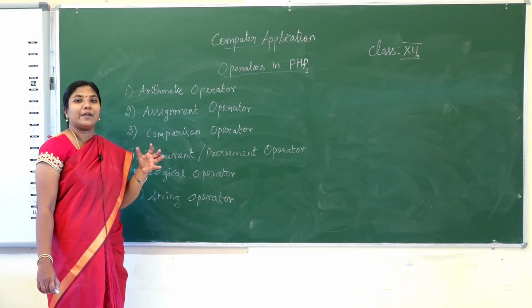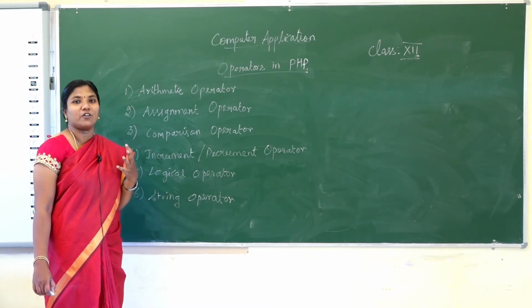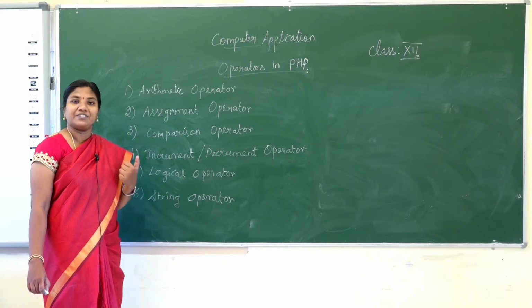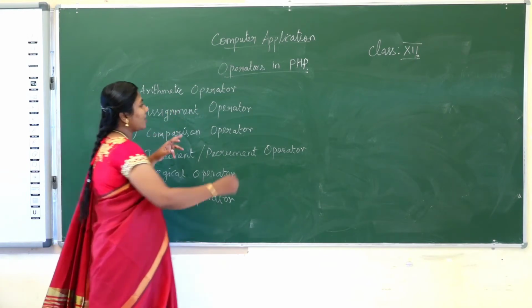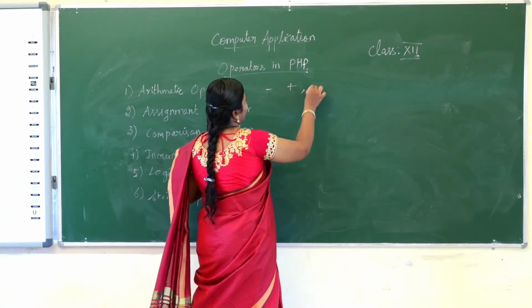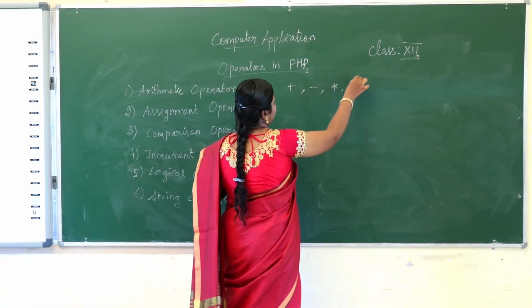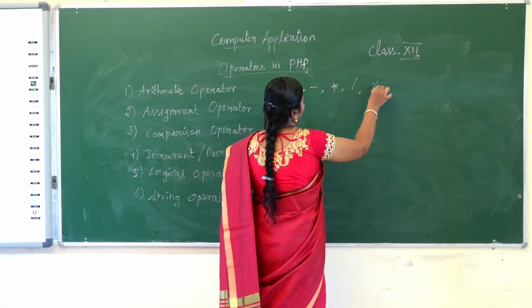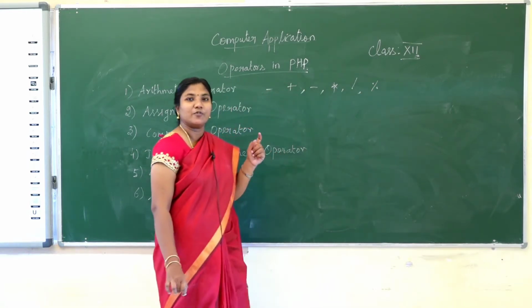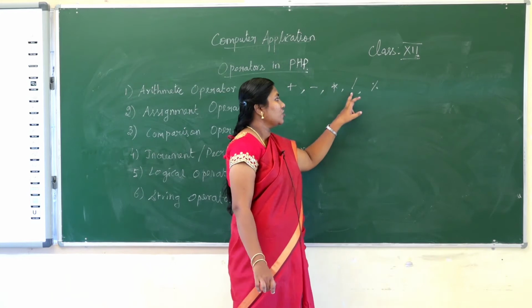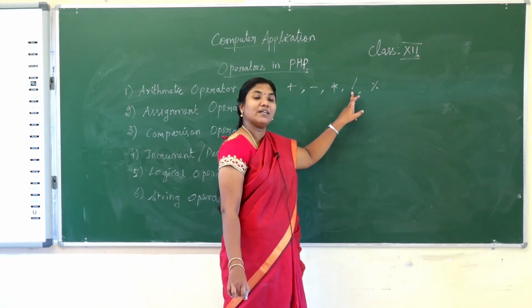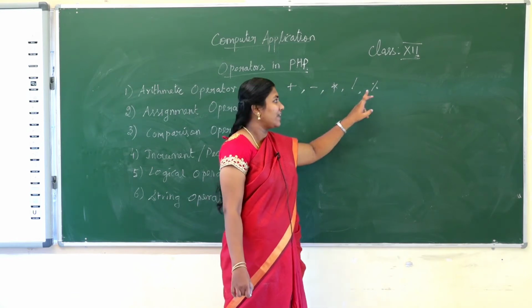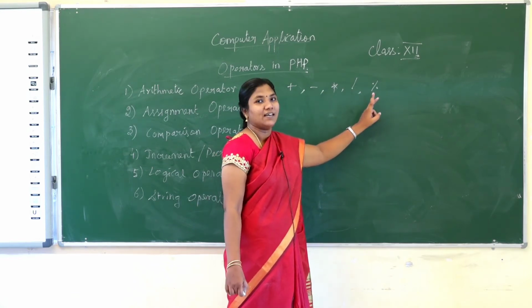What do we use the arithmetic operator for? It is used for arithmetic calculation. What is arithmetic calculation? Plus, minus, star, division and another one you will be learning is the modulo symbol. So what are all the operators? Plus, minus, star, slash and modulo. The percentage symbol we will be using for the modulo symbol. So slash is different from modulo. The slash symbol gives us the quotient, whereas the modulo symbol gives us the remainder.